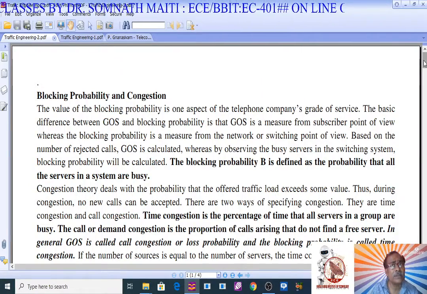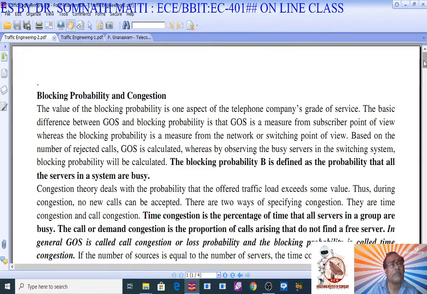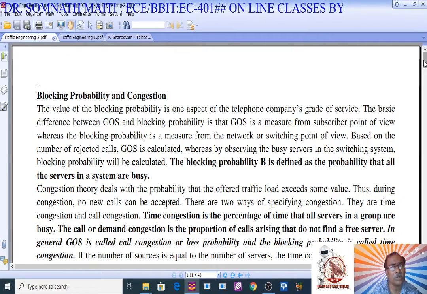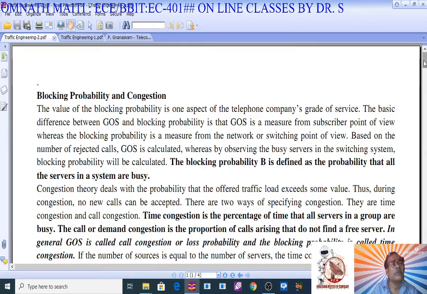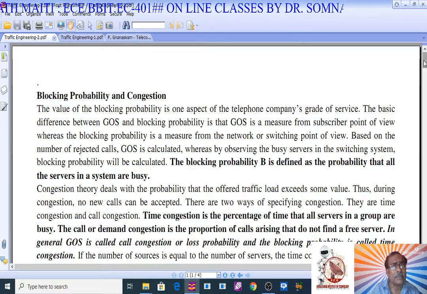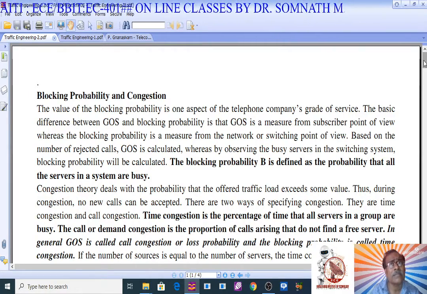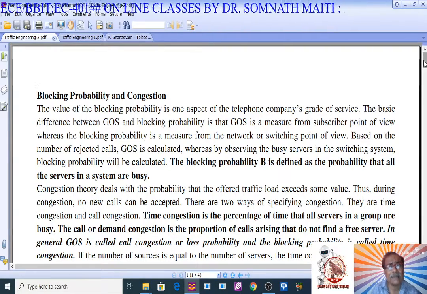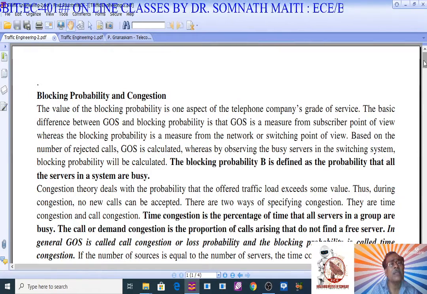Dear students, today I am going to start with the second part of traffic engineering. Most probably you have gone through the video on the traffic engineering part 1. There I have ended up with the definition of grade of service and some numerical problem based on GOS.